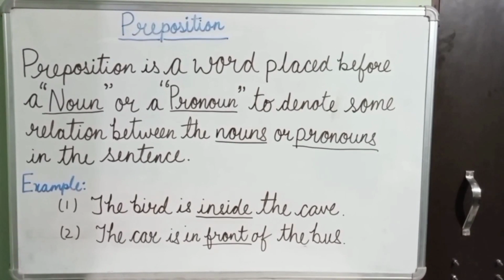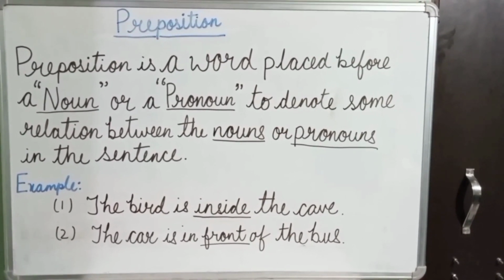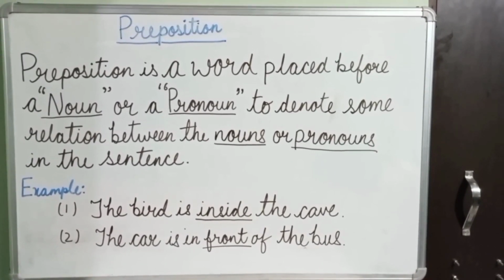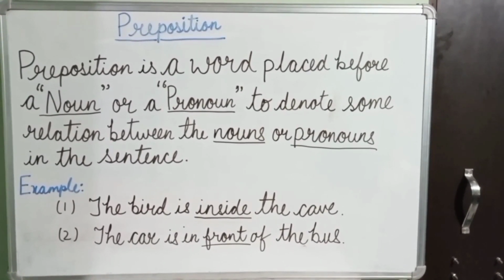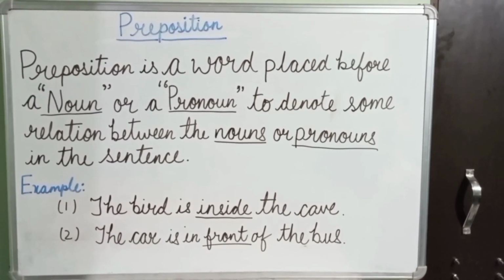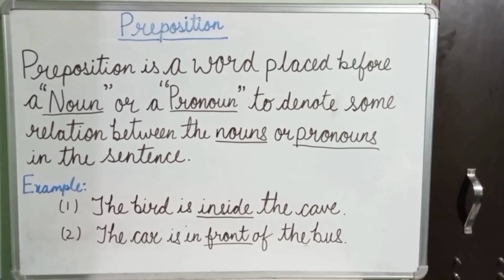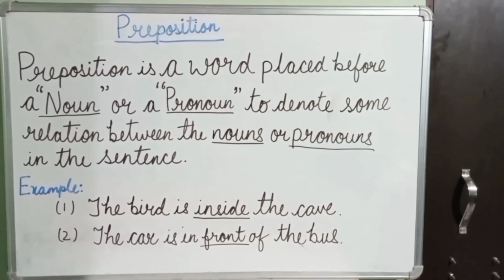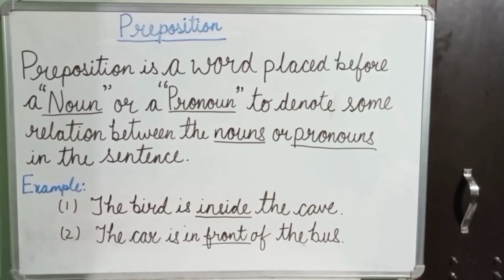Example 2. The car is in front of the bus. In this sentence, we have two nouns, that is bus and the car. And here, the word front is giving a relation between the car and the bus. So, front is our preposition in the sentence.